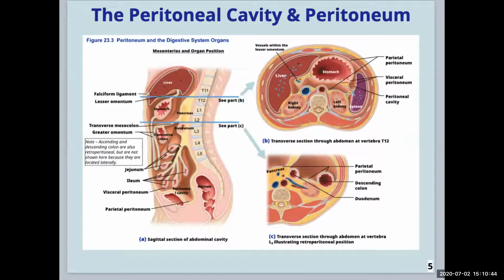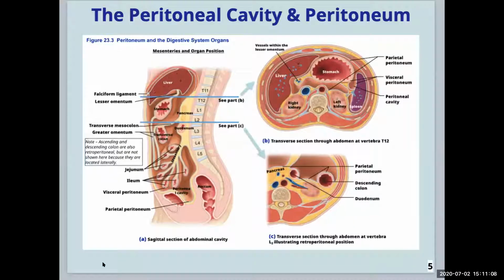Now let's take a look at the peritoneal cavity and peritoneum. In this class so far, we've already talked about different serous membranes a few times. Recall the pericardium, the visceral and parietal pericardium. We've also talked about the visceral and parietal pleura. So you have a similar structure located inside your abdominal cavity. The serous membrane in your abdominopelvic cavity is known as peritoneum.